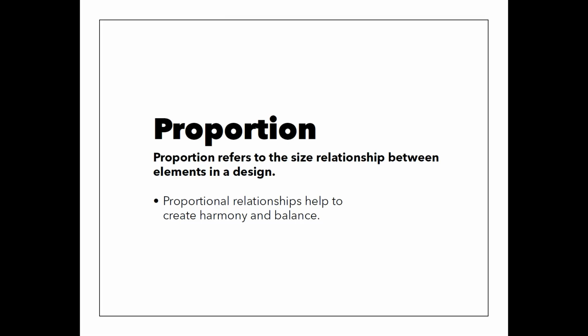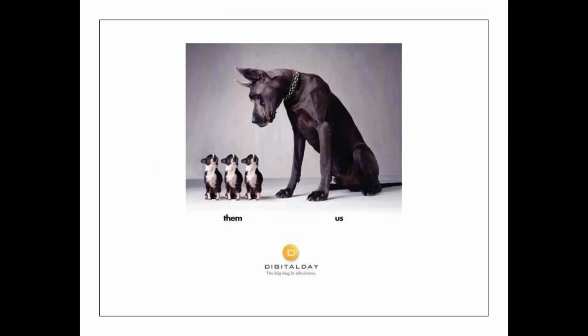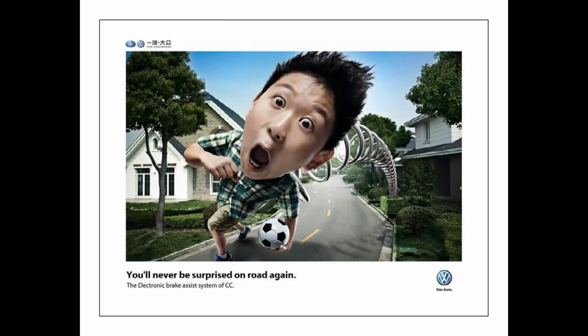Proportion. Proportion refers to the size relationships between elements in a design. Proportional relationships help to create harmony and balance. Here, the first thing you see as far as hierarchy is the big dog, because it's out of proportion to the little dogs. The eyes of the big dog actually lead down to the little dogs, which is again this whole idea of proportion. Or in this one, the literal outer proportion attracts the eye.